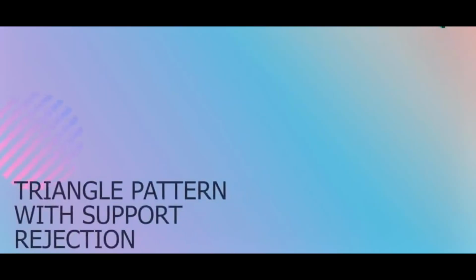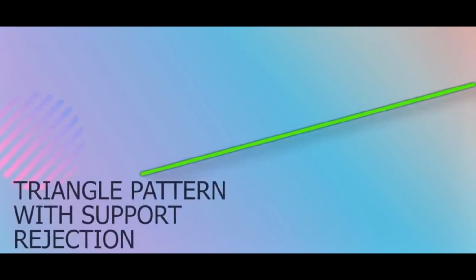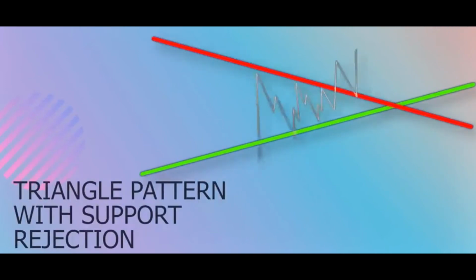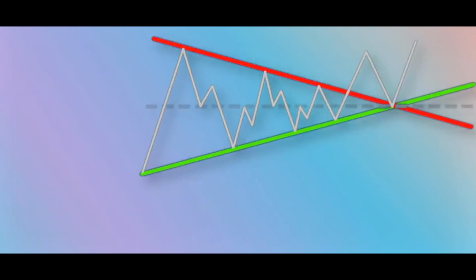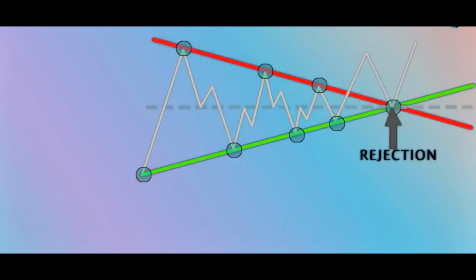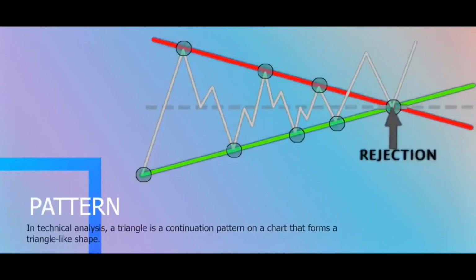What is a triangle? A triangle is a chart pattern, depicted by drawing trend lines along a converging price range, that connotes a pause in the prevailing trend. Technical analysts categorize triangles as continuation patterns.